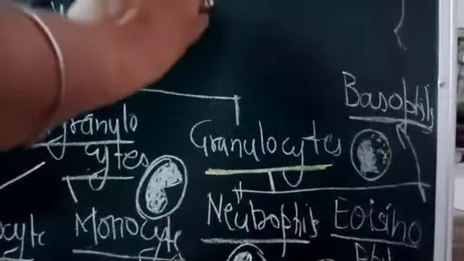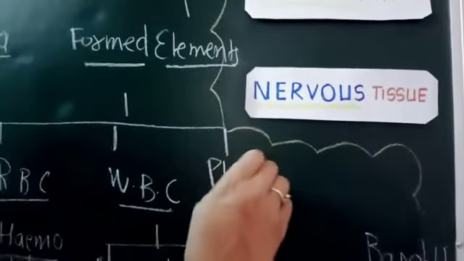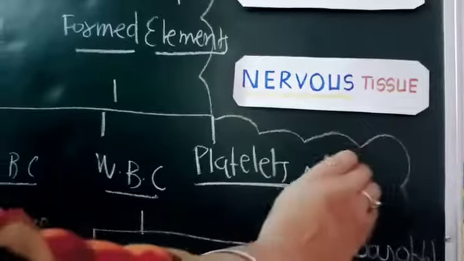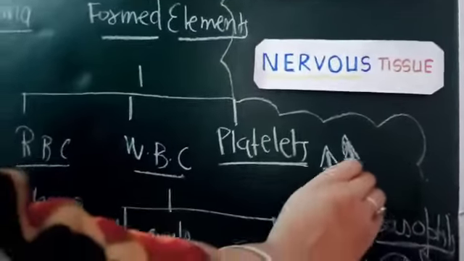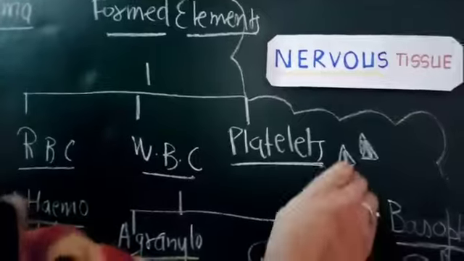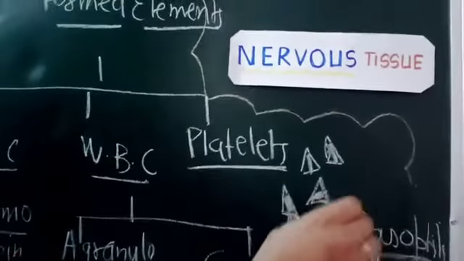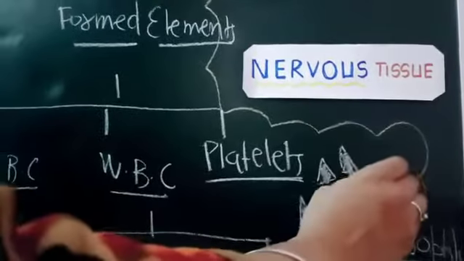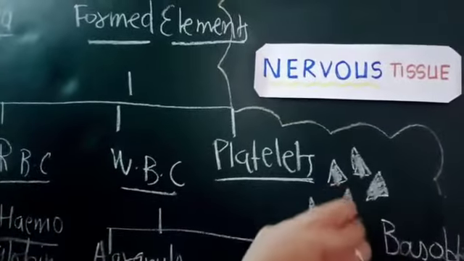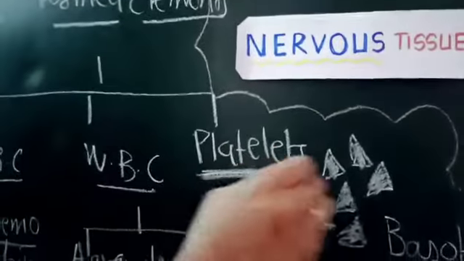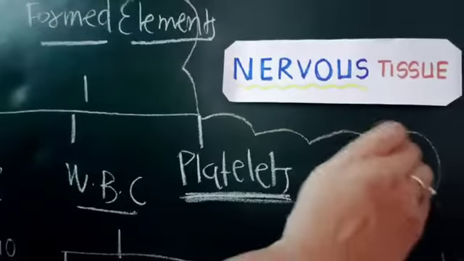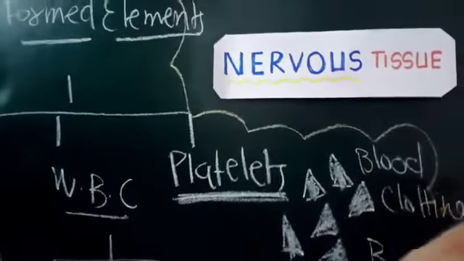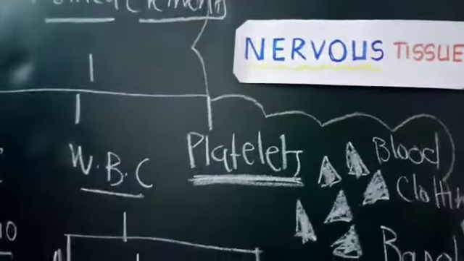The third type is called platelets. Platelets are actually cellular fragments. They are small cellular fragments which are responsible for the blood clotting mechanism in our body. They have one factor called thrombin which causes the blood clotting. So they are also called thrombocytes, but keep in your mind this name, that is platelets. They help in coagulation of blood. So these are the different components of the blood.